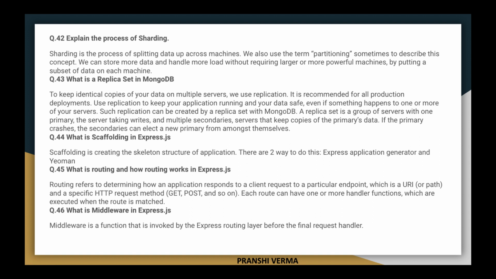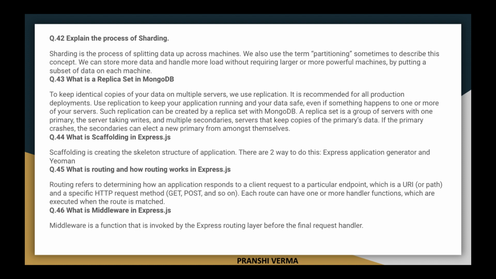Error handling middleware. This type of middleware is used to handle errors that occur during the processing of an HTTP request. Error handling middleware must be defined after all other middleware functions and routes. Error handling middleware functions have 4 parameters: error, req, res, and next.